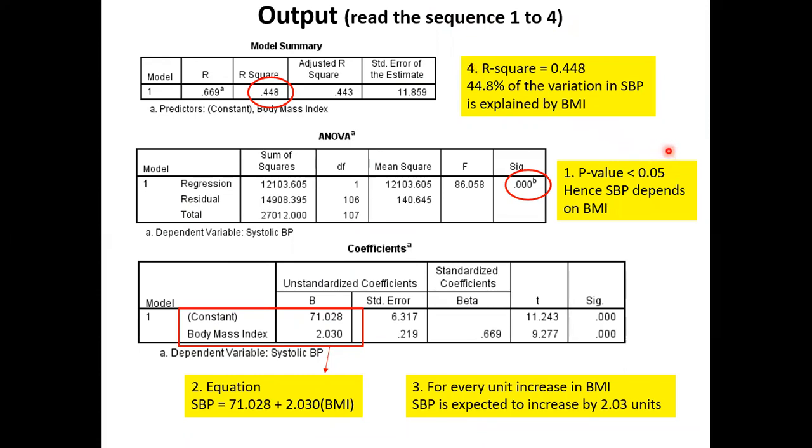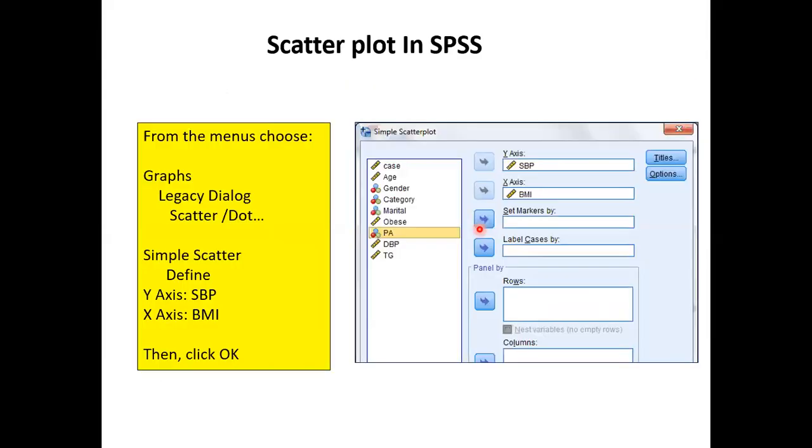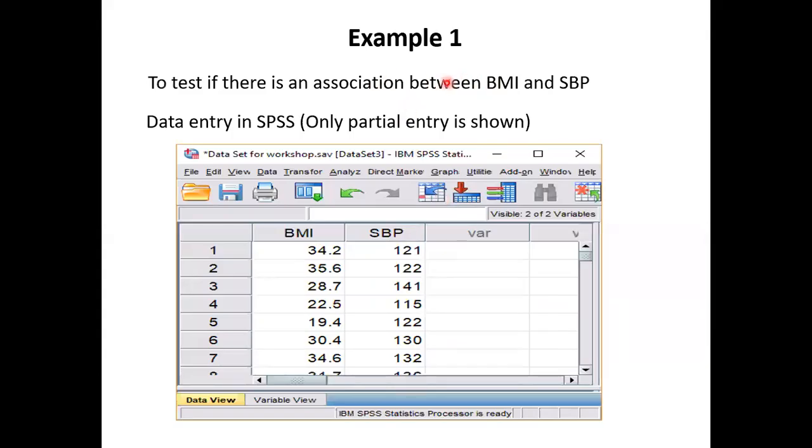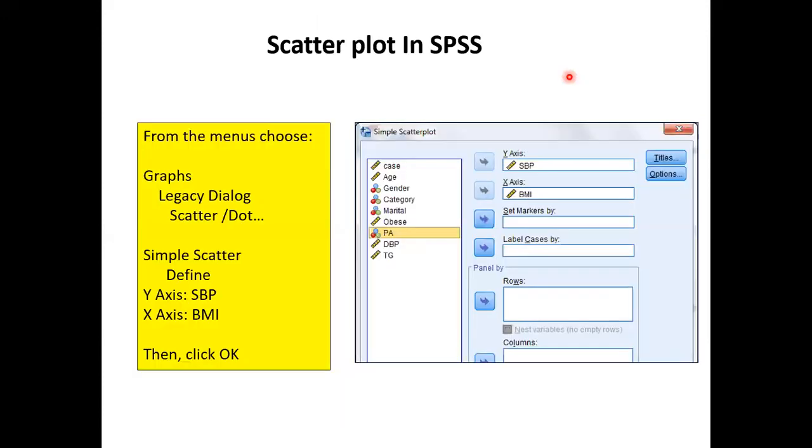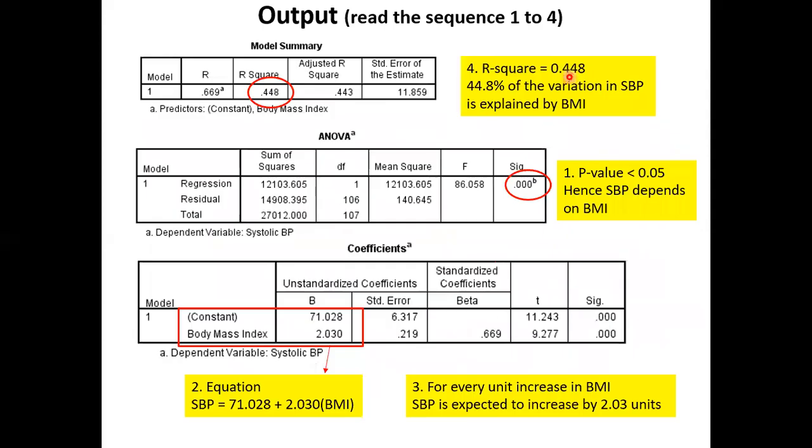Lyndon? Yeah? What's the objective? What do we want to know? Do they have a correlation? Association? Yeah, association. BMI and BP. Is it true that heavy people have high BP, correct? Yeah. So this analysis just follows the sequence.